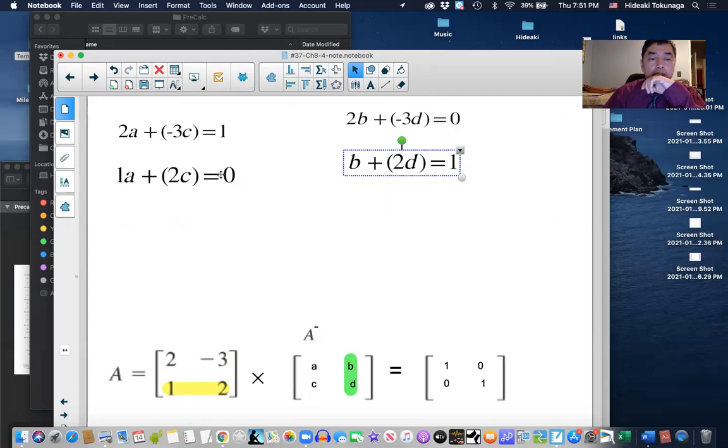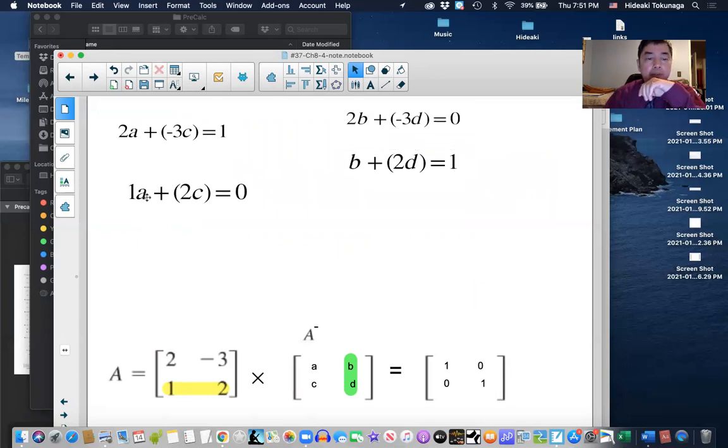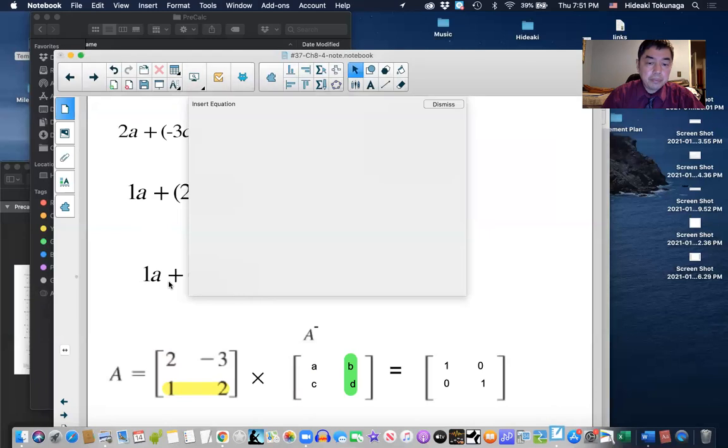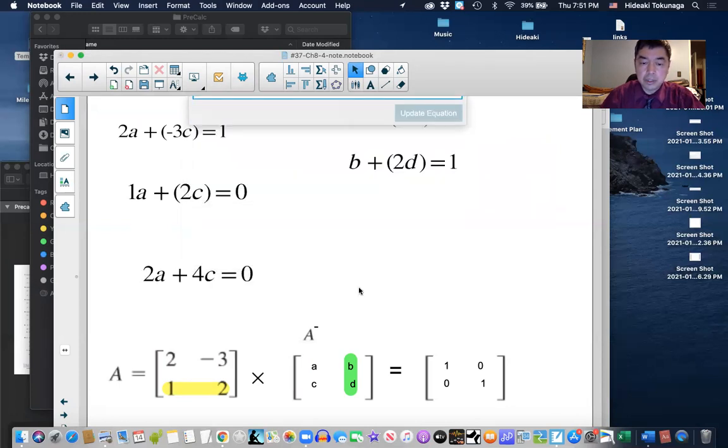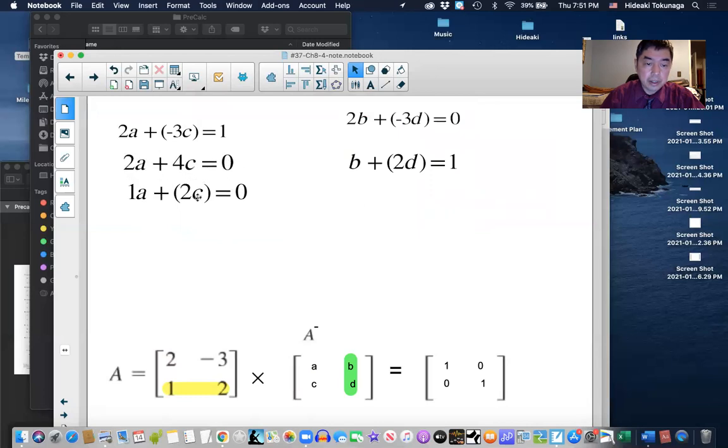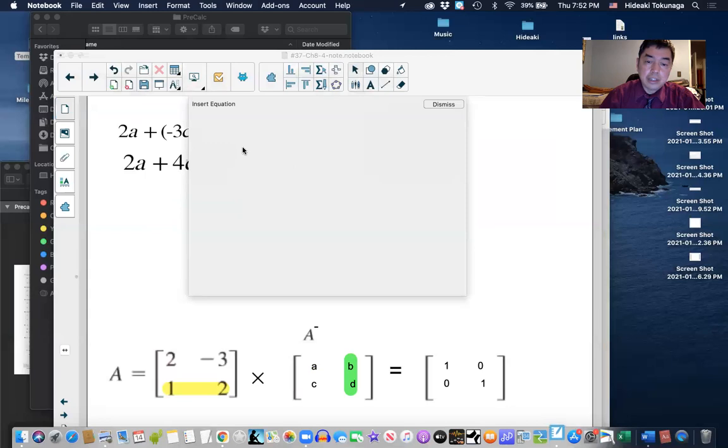A plus 2C equals 0, right? And so I will double this. So 2A, let's double this. 2A plus 4C equal 0 times 2, which is 0. So I plug in here. This is negative 3 here.